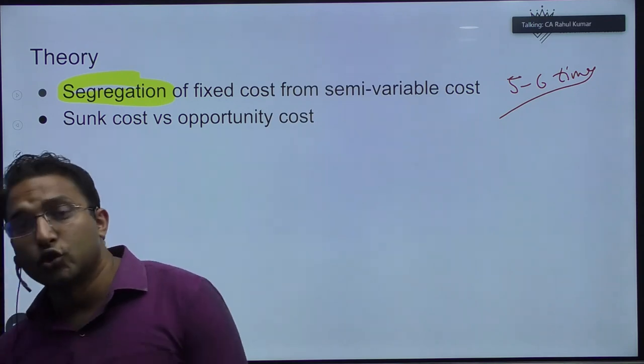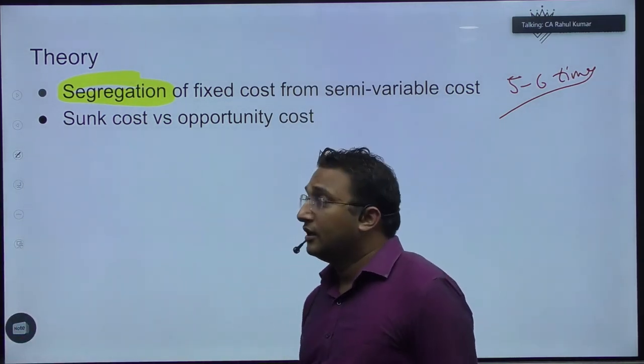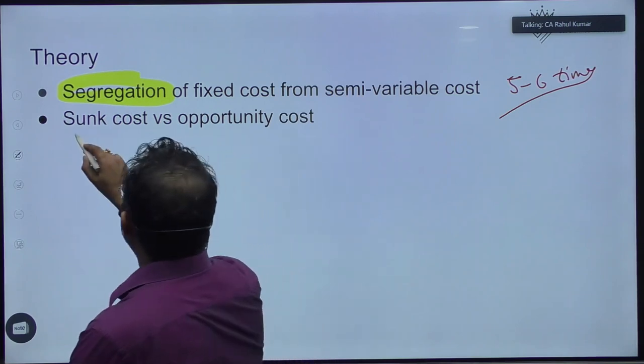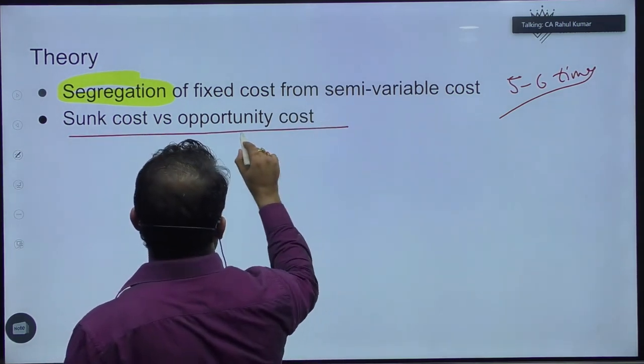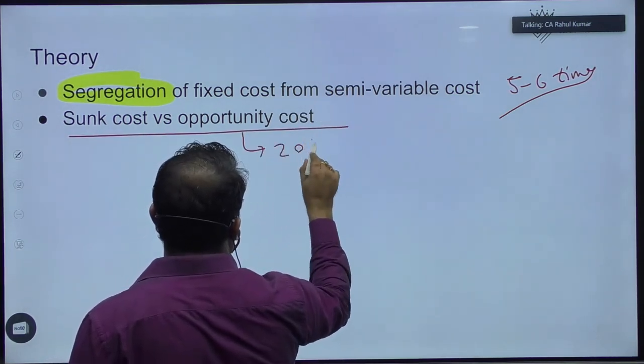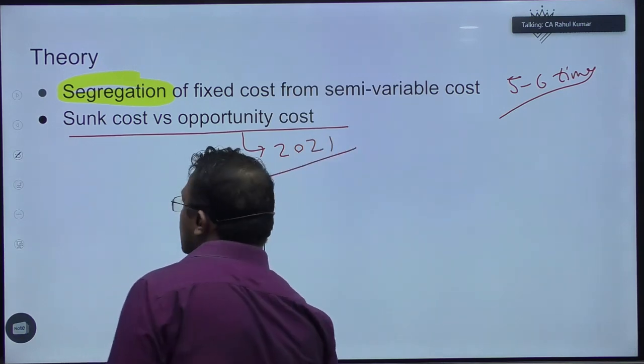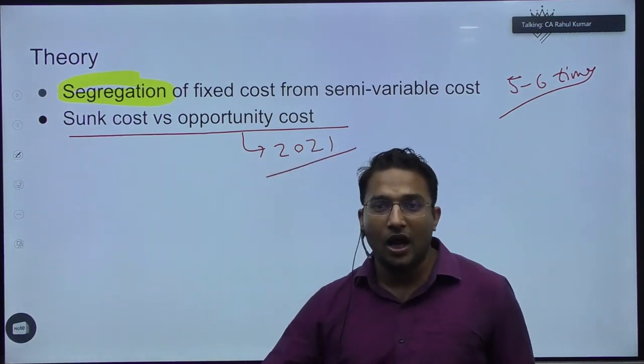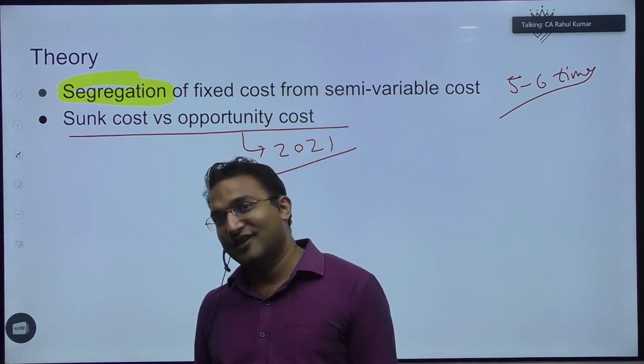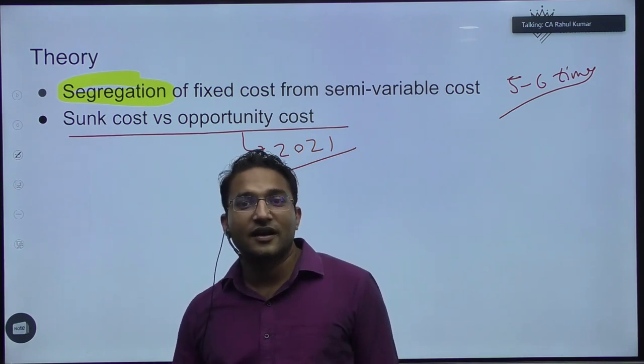So this is something which you should do in a very good manner. Similarly, they can ask a question on sunk cost versus opportunity cost. This question they asked in 2021 also. So this question they asked earlier also and now also, repetition. The good thing about the technical option is the repetition.